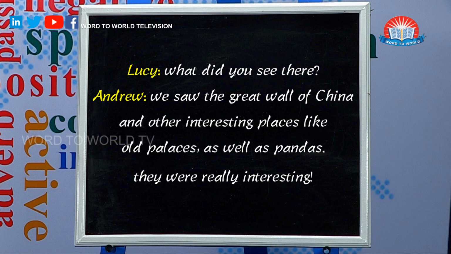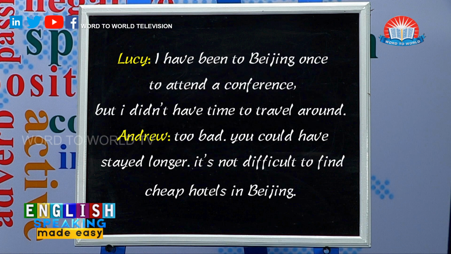And Lucy asks him, so what did you see there? So he says, we saw the Great Wall of China, and we saw many other interesting places like old palaces, as well as pandas. They were really interesting. And Lucy says, I have been to Beijing once to attend a conference, but I didn't have time to travel around. And Andrew says, too bad, you could have stayed longer. It's not difficult to find cheap hotels in Beijing. It means that you should have stayed back.